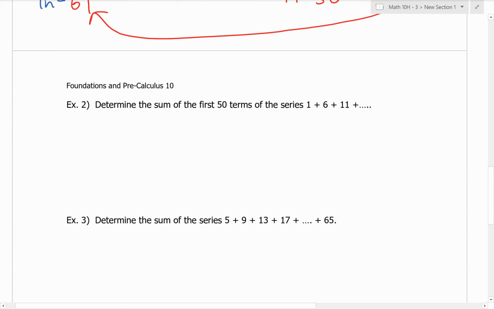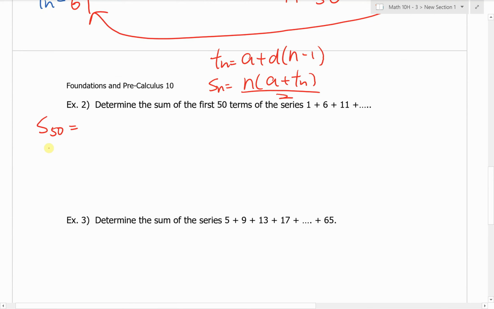Okay, I'm going to assume that you finished the question. I am going to write down the formulas up on the top here. Sn is equal to n times (a plus tn) divided by 2. Similarly, we can write down all the things that we need. We're looking for the sum of the first 50 terms, so we're looking for S50. Therefore, n is 50. We know a is 1. We don't know what tn is. So it's exactly the same situation as the previous question.